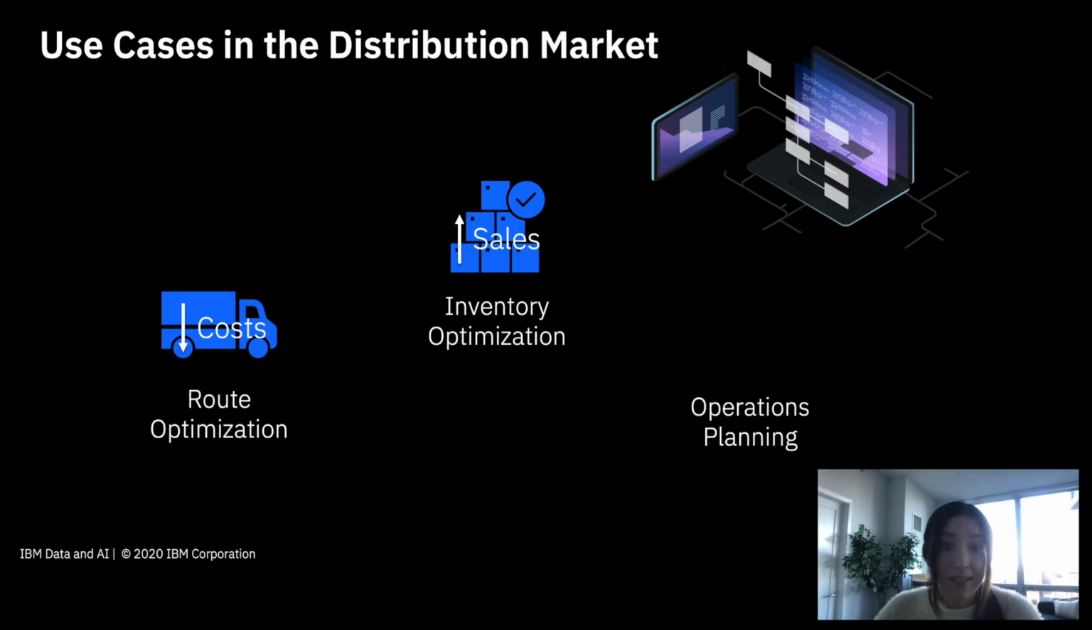And then finally, in the airline industry, decision optimization can be used to help with problems like crew and aircraft scheduling, aircraft maintenance routing, and ground operations, just to name a few.